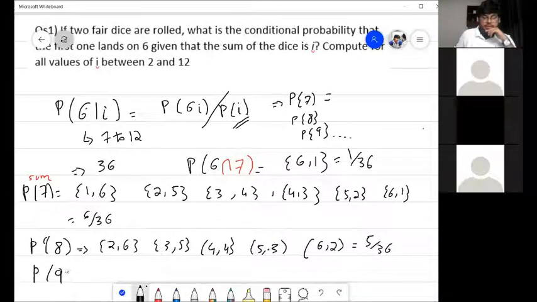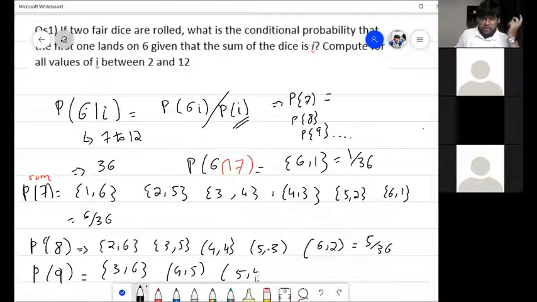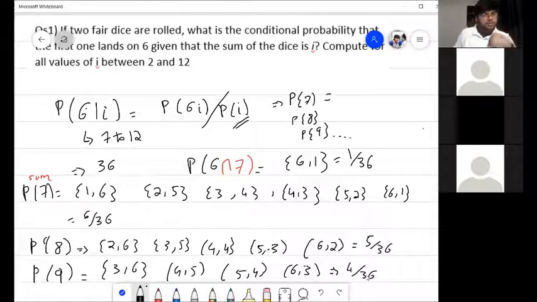I'll do it for P9. 3, 6, 4, 5, 5, 4, and 6, 4. No, wait. Yes, I think I know. 6, 3. 6, 3. Do you guys see a pattern here? For every iteration of the sum, it's sort of decreasing, right?